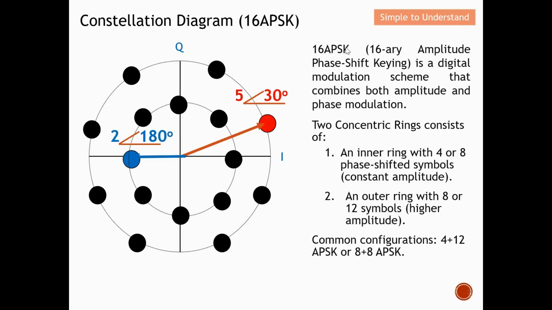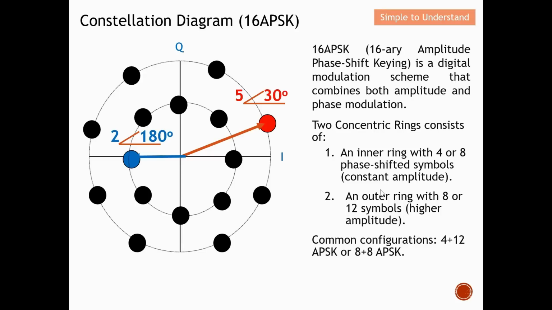This 16 APSK, like I mentioned, A for amplitude, P for phase shift keying, is a digital modulation scheme that combines both amplitude and phase modulation. From here you can see that I properly control not only my amplitude, as you can see here, 5 and 2, I also control my phase. By properly controlling my amplitude and also the phase, I will be able to have this APSK configuration as my digital modulation. There are typically two concentric rings, which consist of an inner ring with 4 or 8 points.